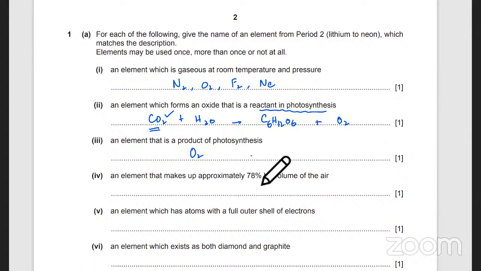An element that makes approximately 78% by volume of air. What is 78% air? Nitrogen. ठीक है, और वैसे बाकी composition भी बताओ. What's the second most abundant gas in air? 78% is nitrogen. What is the next one? Oxygen. ठीक है. How much percent? 21. ठीक है, that's 21%.